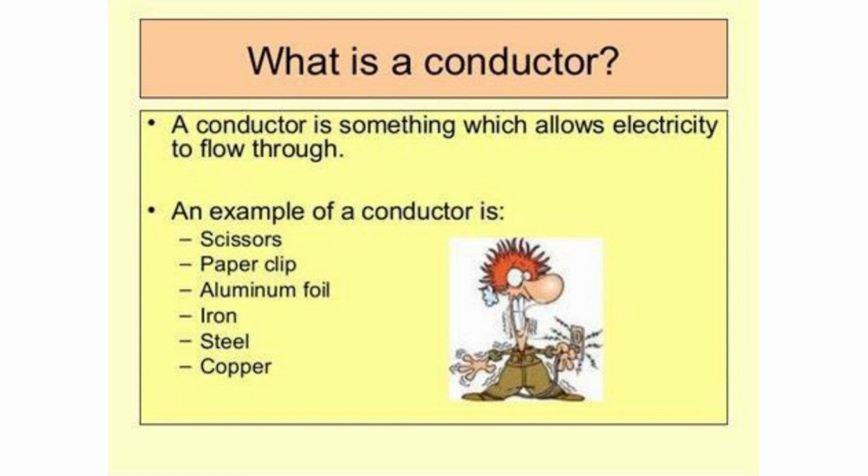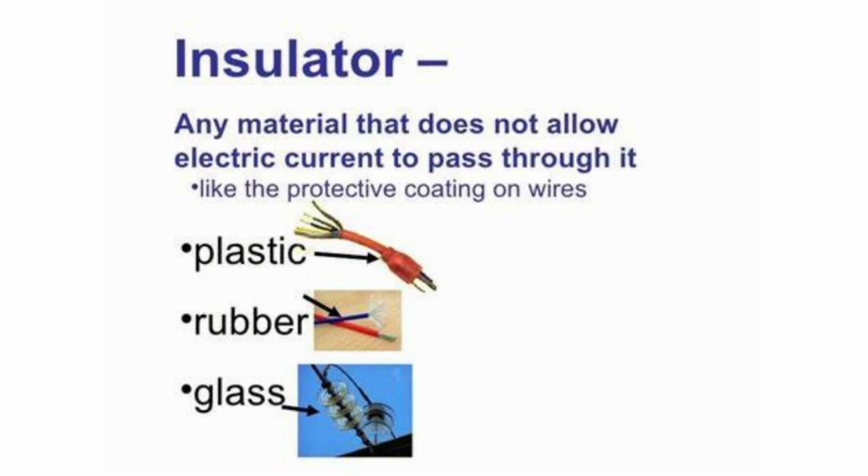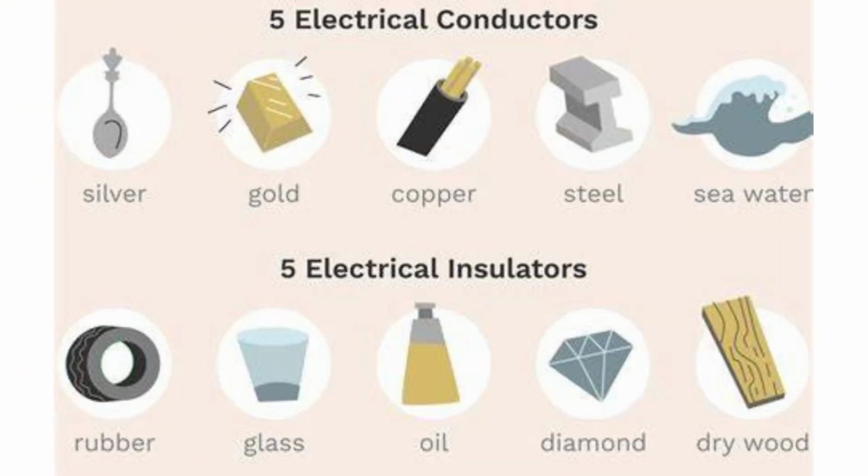What is a conductor? A conductor is something which allows electricity to pass through it. Do you now know why the bulb lighted? And the thread that we used is an insulator. Any material that does not allow electricity to pass through it is an insulator. Now look at a few examples of conductors and insulators.